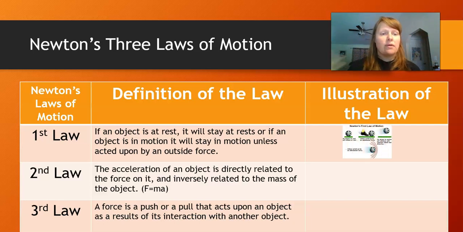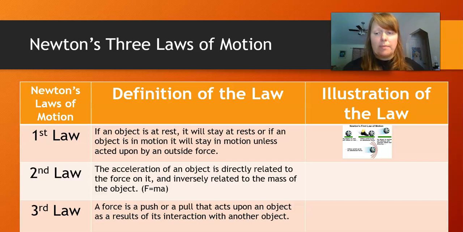So in illustration, we've got a soccer ball. The soccer ball is sitting there. It's at rest. Then an outside force comes and kicks it. That ball will then be at a constant velocity, having a net force of 0 until it has another outside force that stops it. So that is Newton's first law.